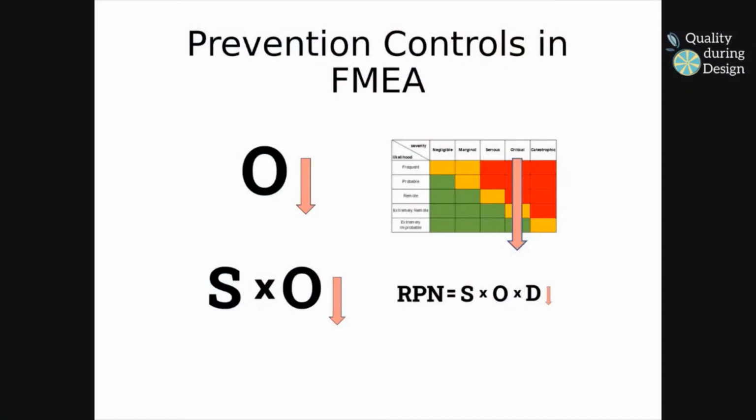A change in prevention controls affects many different FMEA measures. Prevention controls are going to reduce our occurrence rating, our criticality measure, or the product of severity and occurrence, our RPN, or risk prioritization number, which is the product of severity, occurrence, and detection, and our levels in our risk index table, which is a matrix of severity and occurrence. We could also design out a potential failure mode altogether.